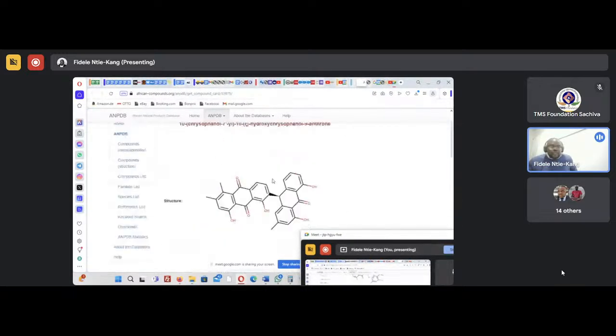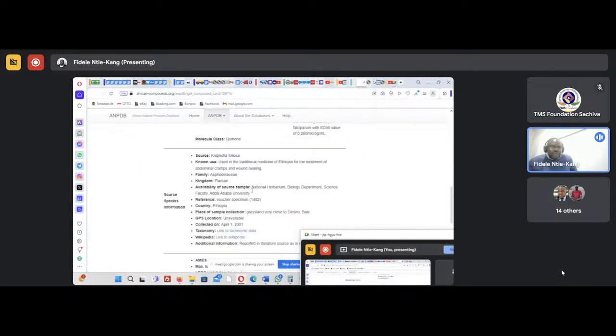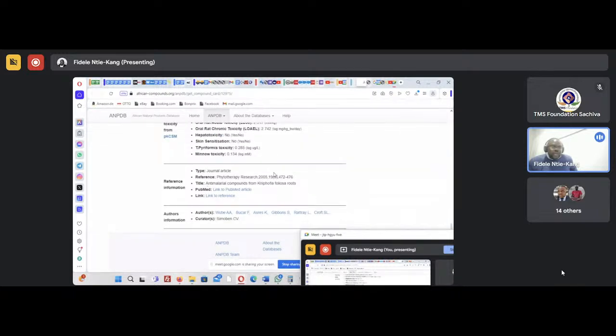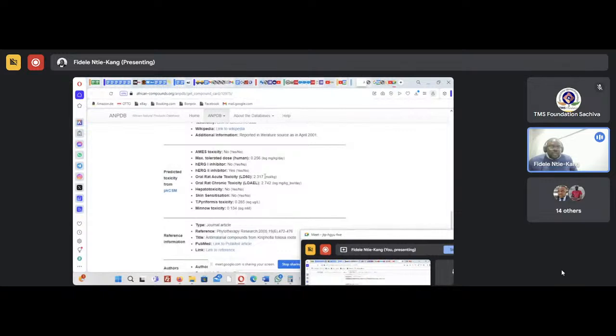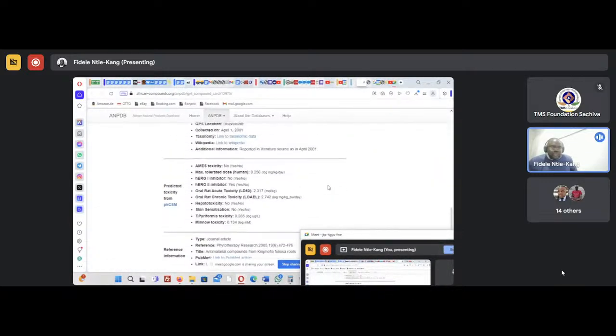All right. Then, for example, if you have the molecule here and all the information about the source species and all that, now if you are really interested, you can go further to check in the literature. The literature information is available as well. You can also check the authors who made this study, so that if they really have samples of the compound, there will be no need for you to go back to nature to try to reisolate it, whereas the samples are available already.